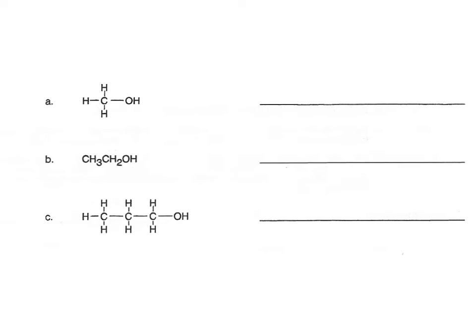Now let's look at compound C. Here's our hydroxyl group, telling us that the ending will be OL. We look at the rest of the carbons. We see that they're all single bonded, so we put an AN in front of that. We look to see how many carbons are in the main chain. We see 3. We say prop for 3, so it's now propanol.